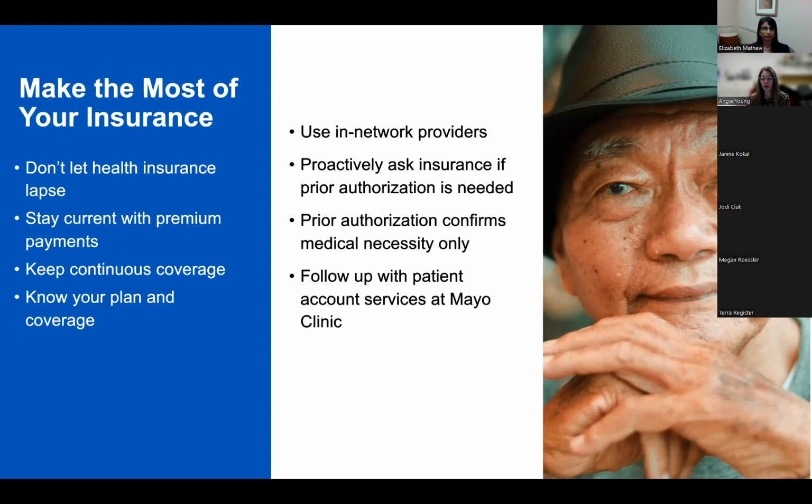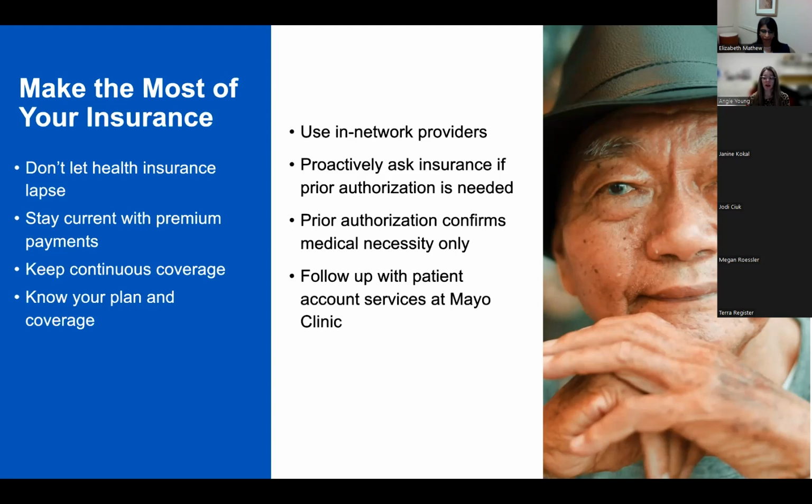Make sure you're using in-network providers. As Elizabeth said, in-network gives you the best coverage. And then, as we mentioned, proactively reach out to the insurance company just to verify if prior authorization is needed. Remember, it's not a guarantee of payment. It's just to confirm that it meets medical necessity.